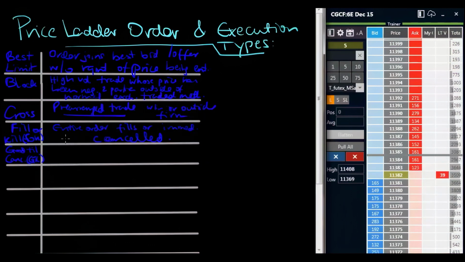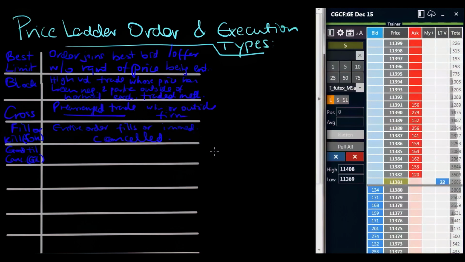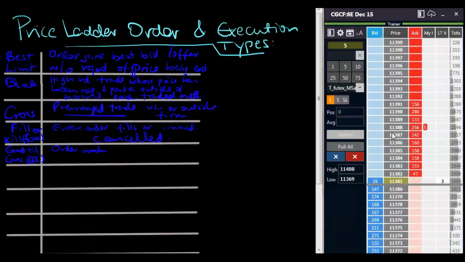GTC orders, at least within the intraday trading business, we don't usually use as often because we're usually coming in and out of the market flat. So we come into the market flat, we leave the market flat. But the GTC order is a good till cancel. The order works on the book. So if you put in an order anywhere, let's just say, for example, I put in a GTC order at 11,388, at that price right there, as you can see.